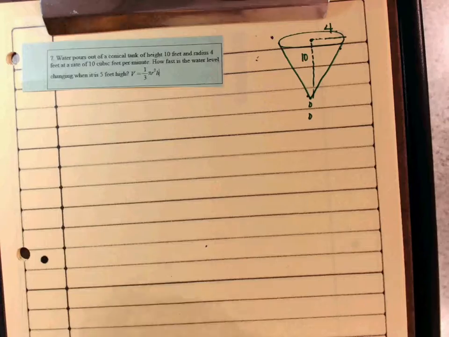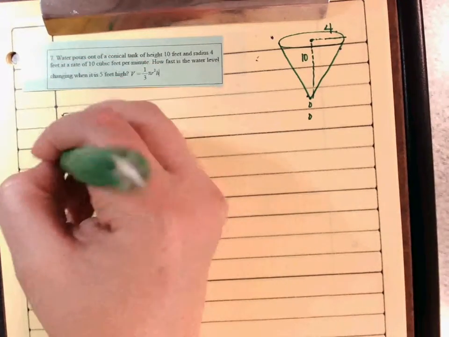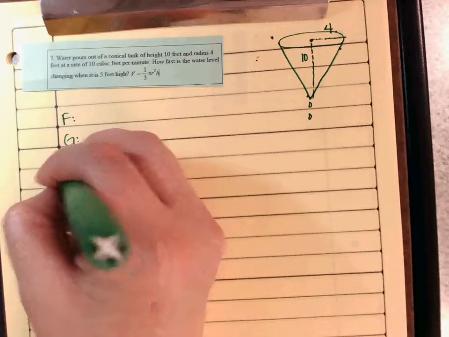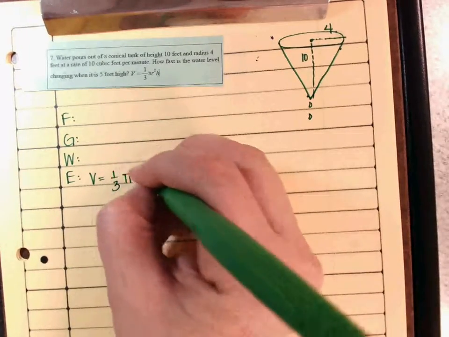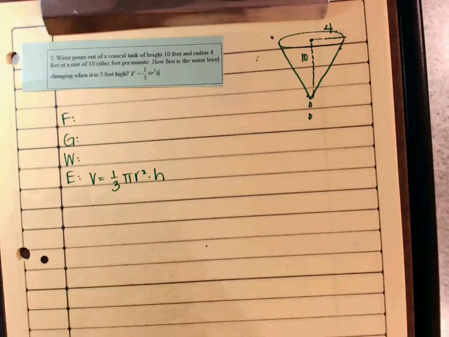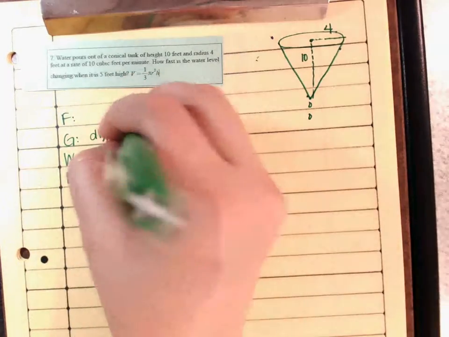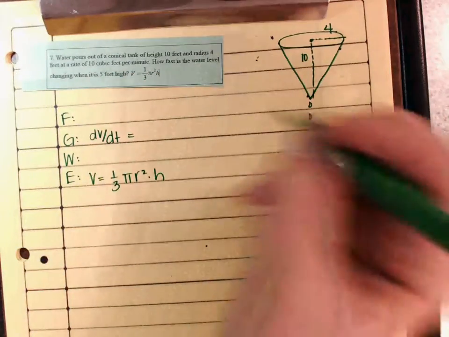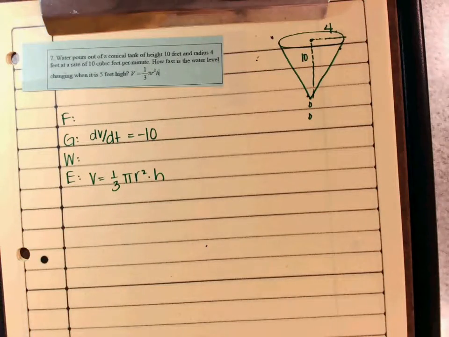What did they just give you? Okay, good. Volume. Find given when, and then our equation is given to you. So they gave me that the volume is 10. Is that correct? dV/dt is 10? No, what's wrong with it? Negative 10. Why? Because the water is pouring out of the cone.